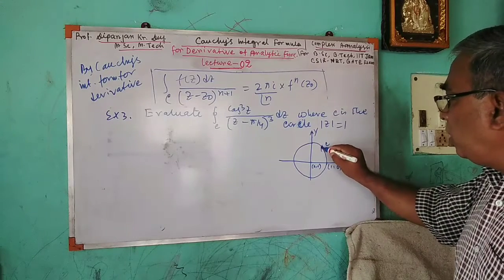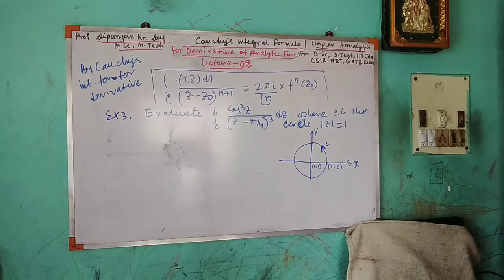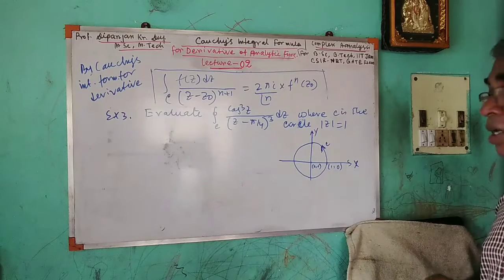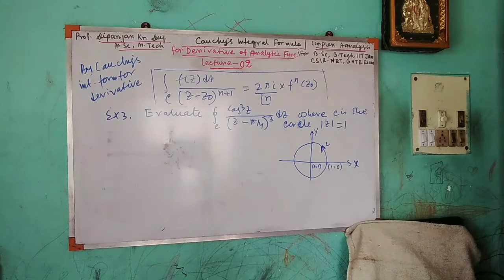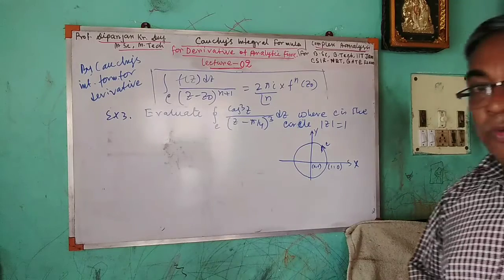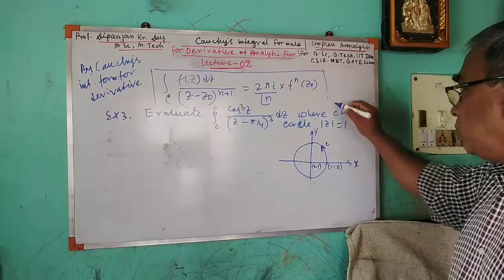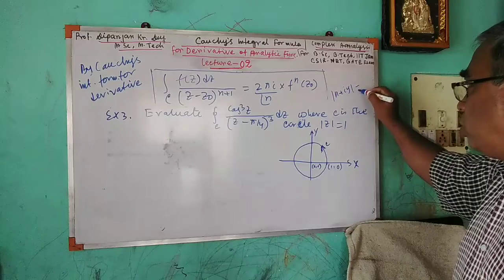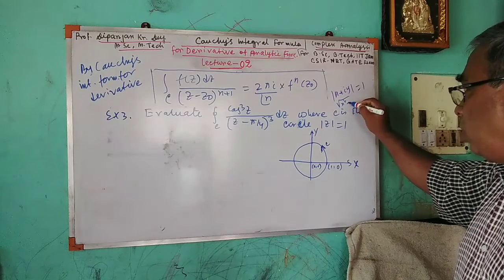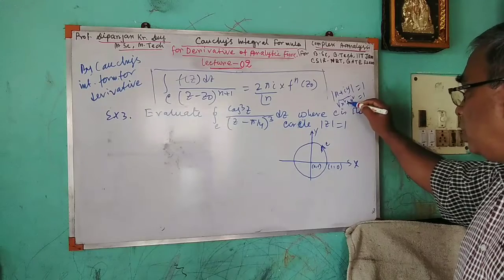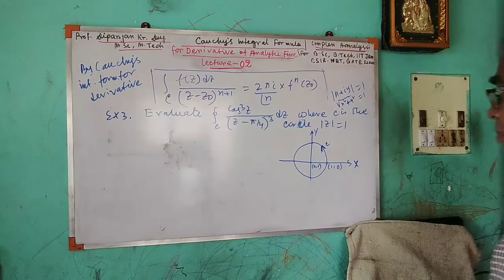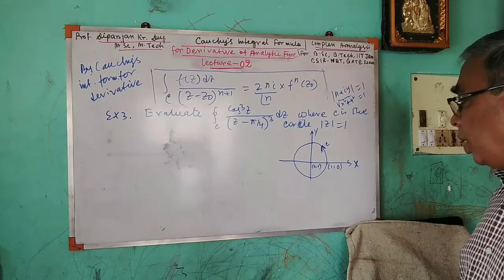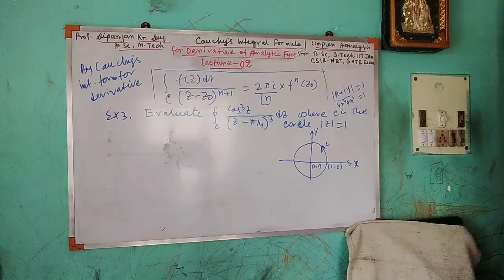So now, this is C, a closed curve, where C is a circle. Why? If we put z equal to x plus iy, then mod z equals root over x square plus y square, which is equal to 1. Squaring both sides, we get x square plus y square is equal to 1. So the center is 0, 0, radius is 1. Okay. After getting this, what will you do?